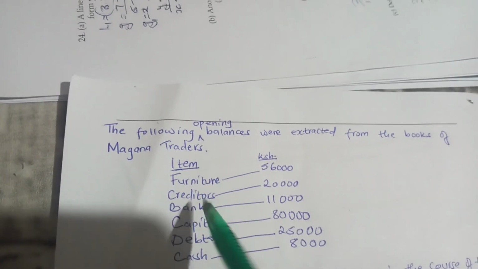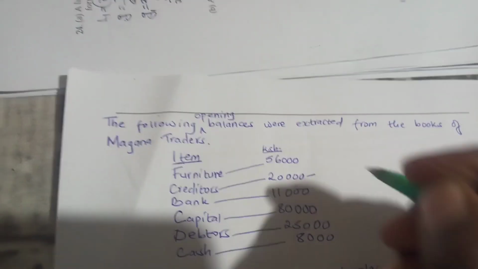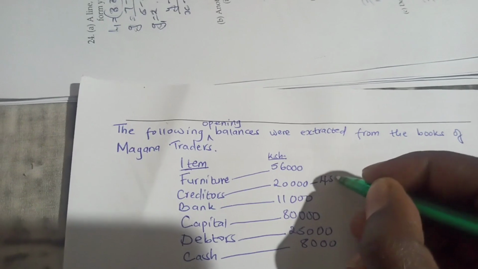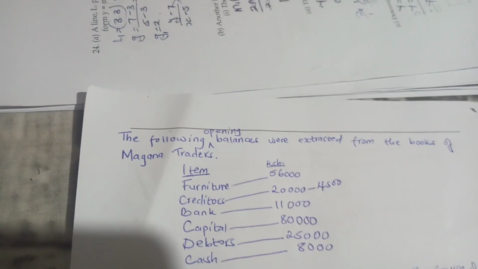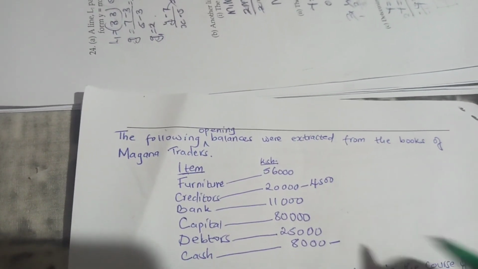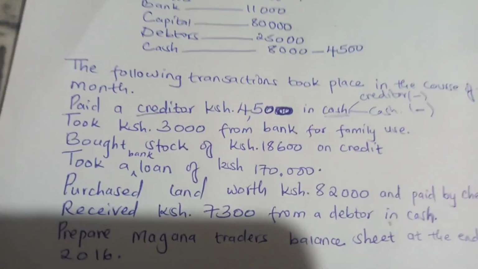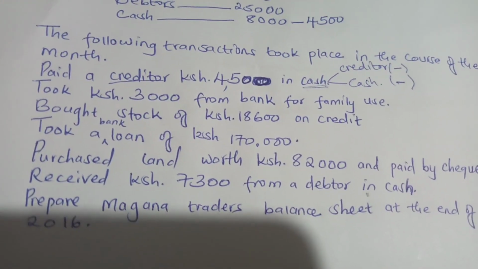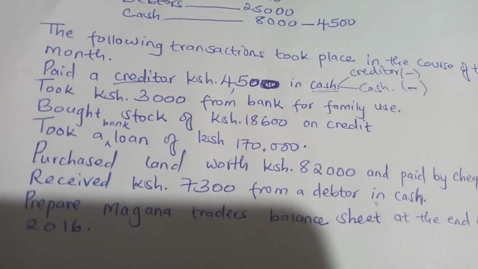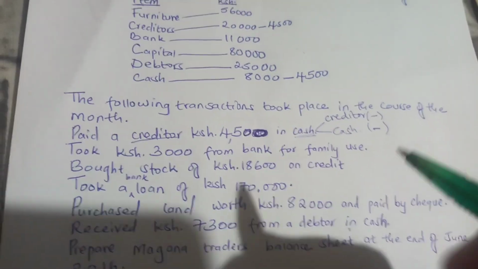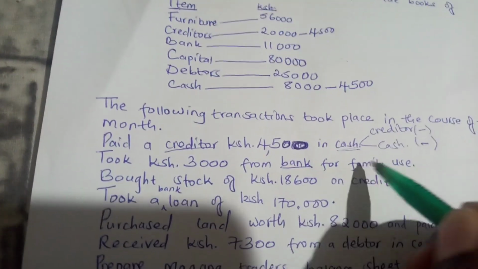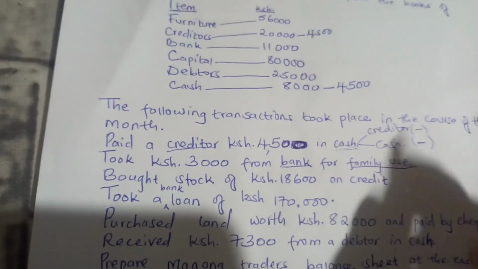And therefore, on your list up there, where we have creditors, you subtract 4,500, and cash, you also subtract 4,500. Good. So we move on to the next transaction that reads, took 3,000 from bank for family use.